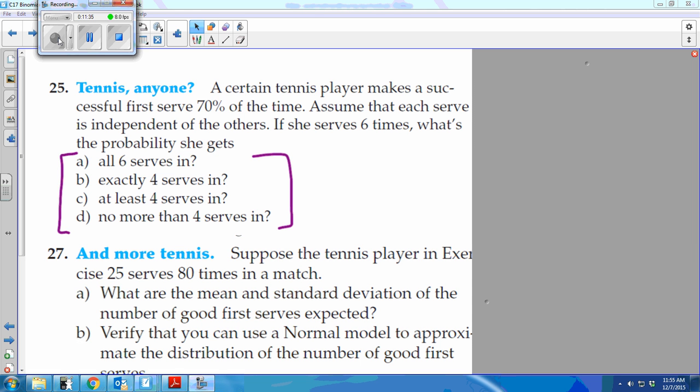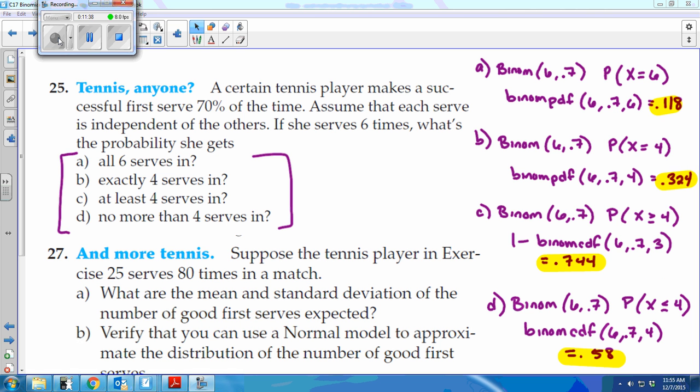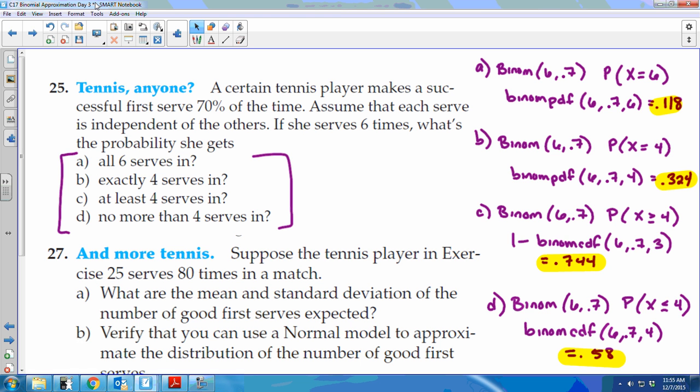All right, here are the answers. So, for A, again, I'm using appropriate notation because I didn't do that when I taught this, so I want to make sure I do that now. You identify what model you're using. All of these have the same model. It's all binomial with 6 trials and a probability of success of 0.7. I then also show what probability I'm trying to find. So for A, the probability she gets all 6 serves in, that's the probability that she gets exactly 6. So you would need to use binomial PDF in your calculator and use 6 trials with exactly 6 successes. So you get 0.118. Questions about A?